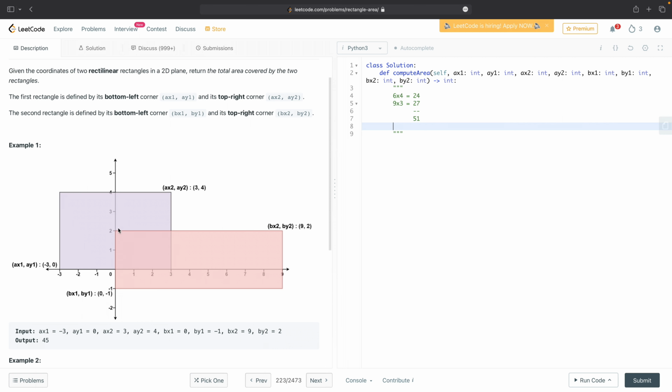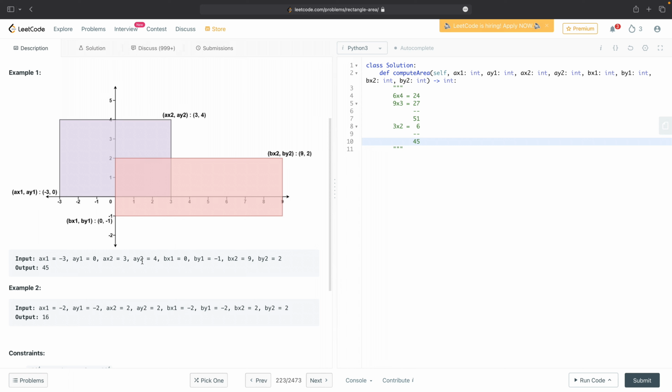Then it goes from 0, 0 to 3, 2. So we have a 3x2 area, which is 6. And if I subtract that, I get 45. And the idea is we counted this area twice. I did all of this area and all of this area, and this pink area was used twice, so we have to subtract it to make sure we only count it once. So it seems to me that the challenge here is calculating the overlap area.